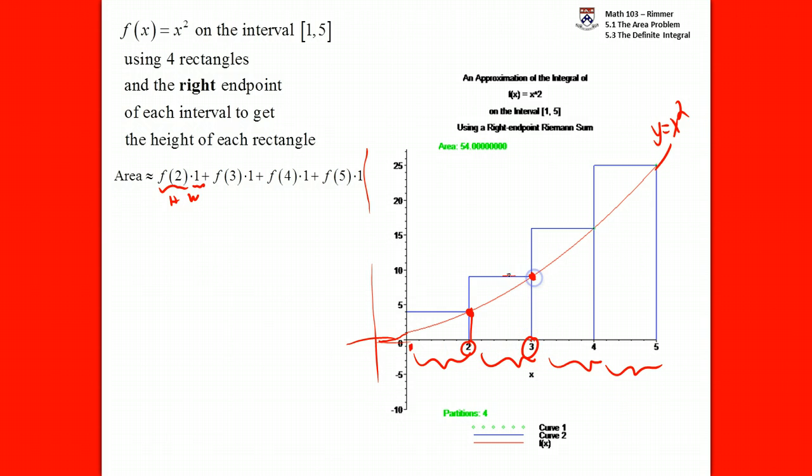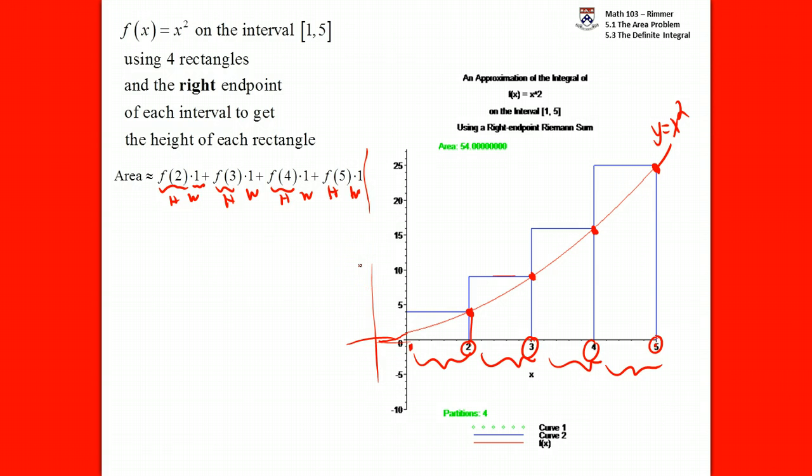Then I move to the next interval. I plug in the function at 3. That's the height of the rectangle, and then I get the width. Go to the right endpoint of the next one. That's the height of the rectangle, and then the width. They're all a width of 1. And finally, the last rectangle, I get a height of the function at 5, and then my width is still 1. And so I can add that up.